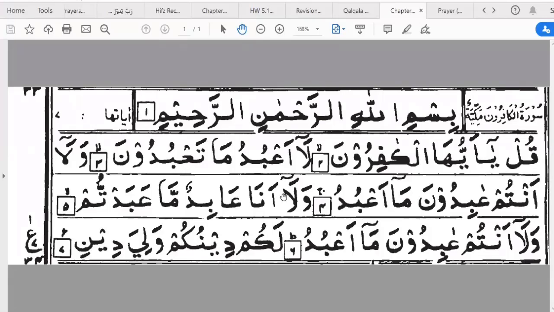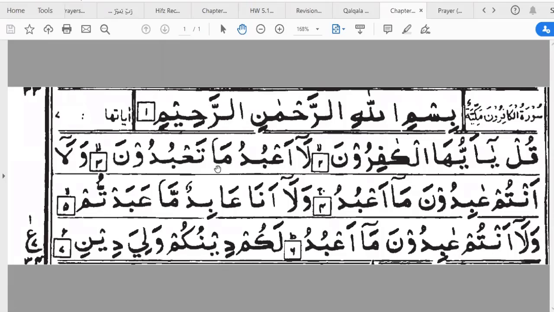Okay, very good. Can you tell me about this squiggly line on top of the lam? Do you know what it's called? No. It's called a madda, and we need to extend it or make it long for about 4 seconds. So 3 to 4 seconds. So you say la, and then we go ahead. A'budu, that's quite nice and simple.